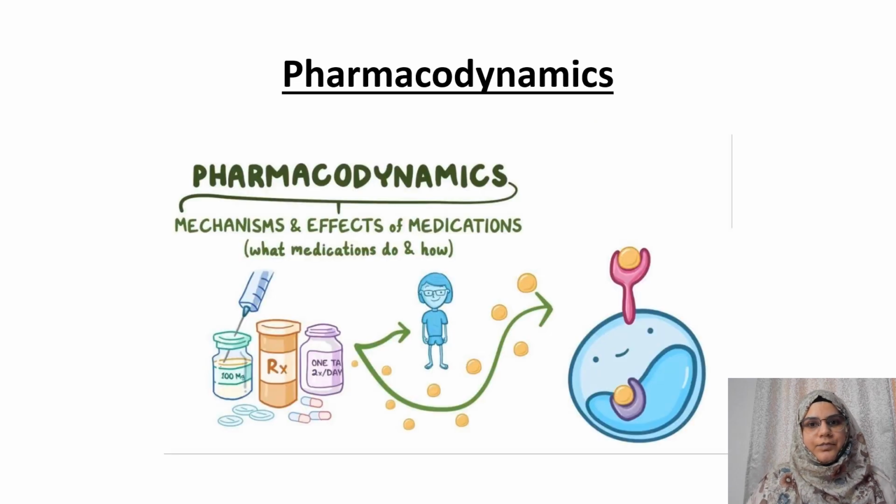The next slide, look, pharmacodynamics. Pharmacodynamics is the mechanism and effect of the medication, like what a medication does and how. If we take a painkiller, it should reduce your pain. But if you have some redness on your body and you have to treat that, a painkiller will not reduce your redness, it only cures the pain. So that is the mechanism and effect of medications, what medications do and how. Okay, we'll go to the next slide.